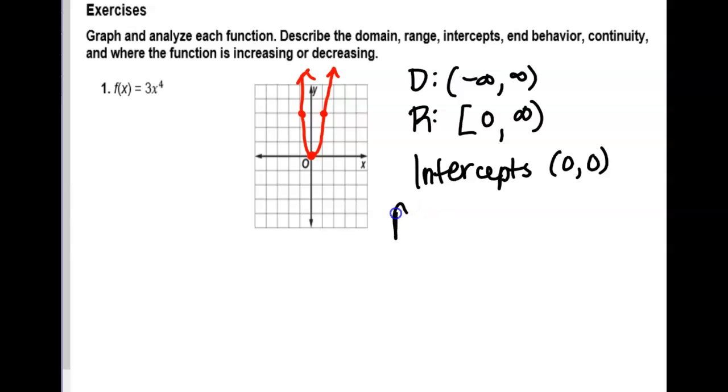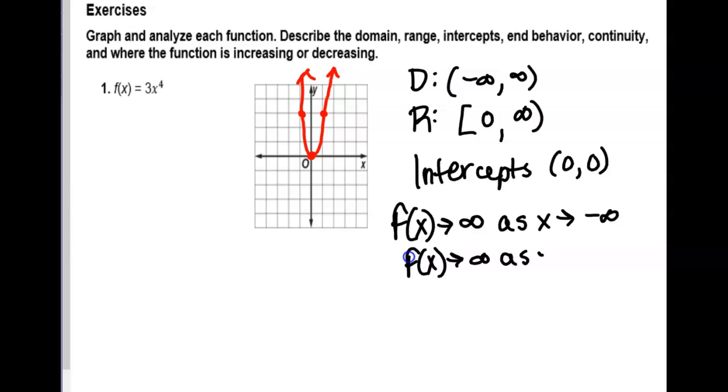End behavior. The function goes up as X goes what? Left and right, yes? Any questions on that? Is it continuous? Can you draw it without lifting your pencil?